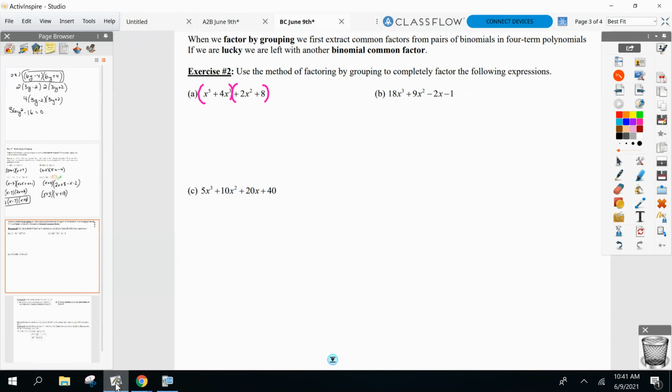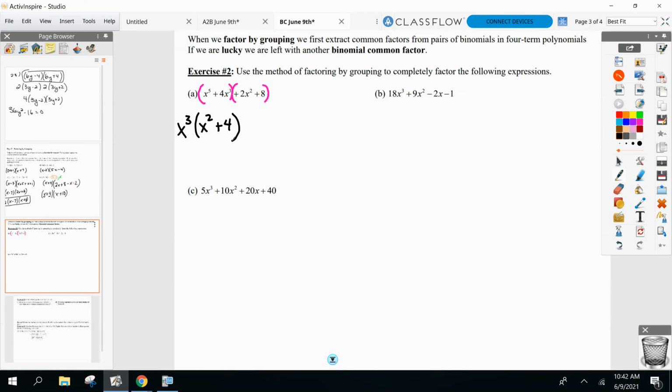20 spot. See, Radhika, we'll call on you. What can you take out of that? What can you take out of that first one? Would it be x to the third? Yep. And then what would be left? X to the second plus 4. Good job. That's what happens when I take a GCF from the first one.